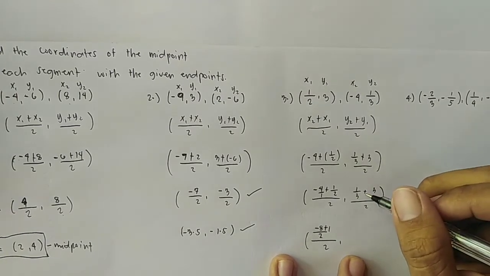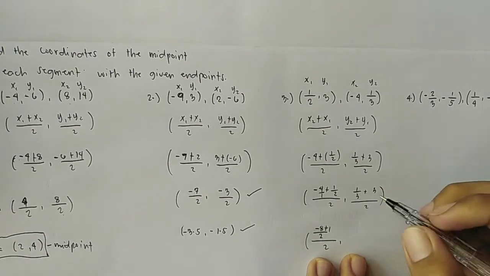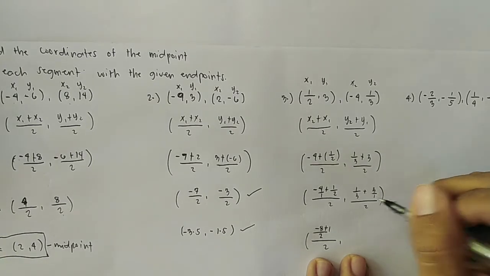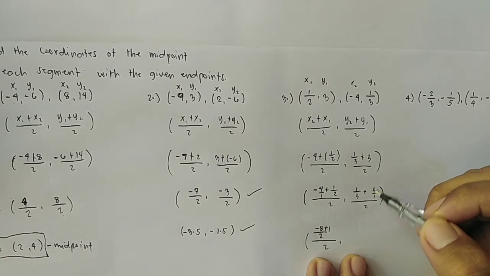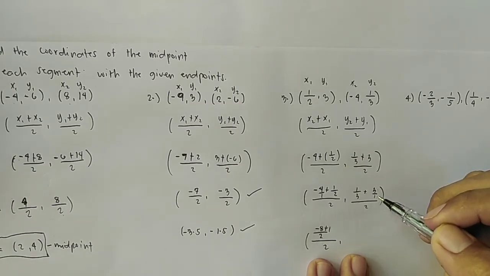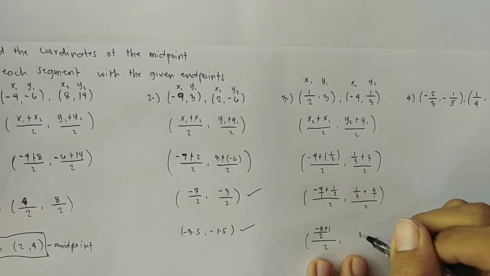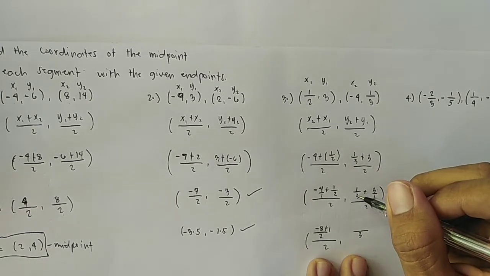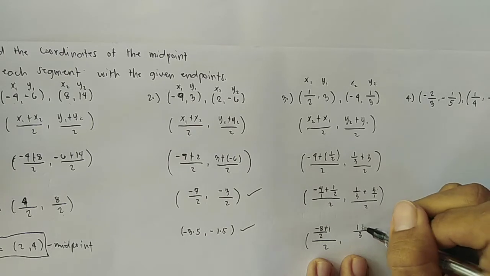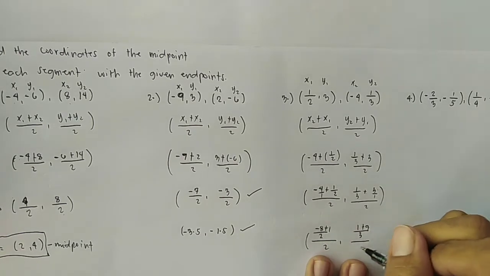Then the same thing with the y values. We have 1 third plus 3. Our 3, which is a whole number, is automatically over 1, or the denominator is automatically 1. So the least common denominator will be 3. So 3 divided by 3 is 1, times 1 is 1, plus 3 divided by 1 is 3, times 3 is 9, all over 2.